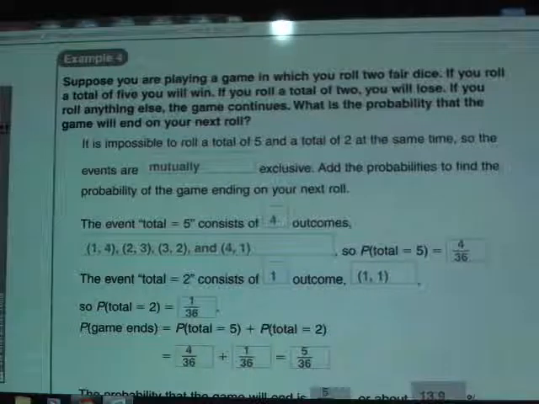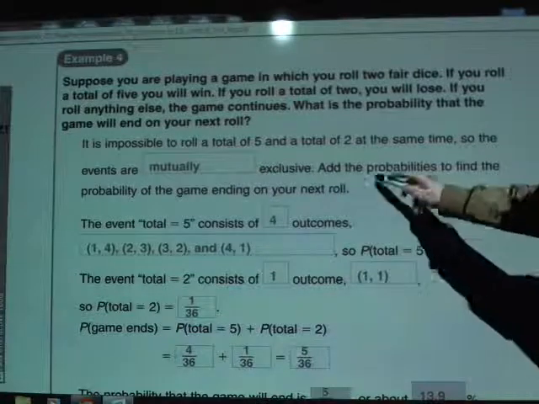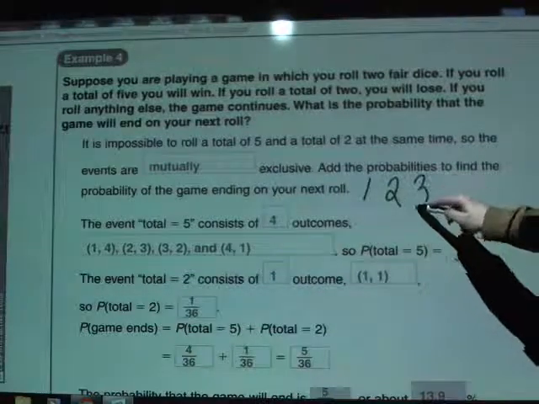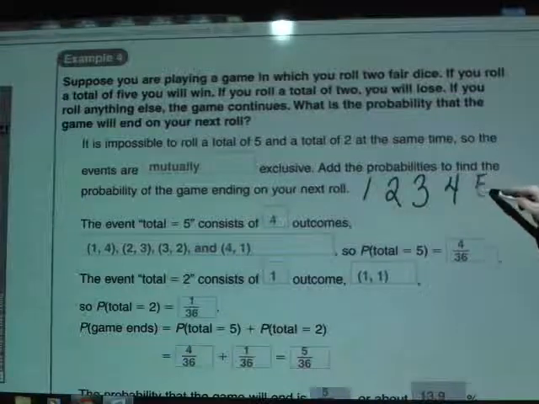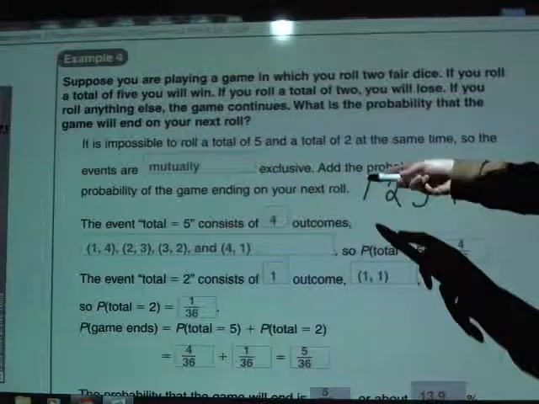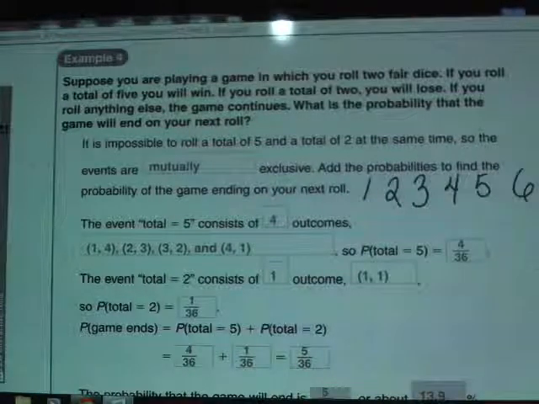Now, if you're saying, where did they get 36? 36 is the total number of possibilities. We know where the 4 came from because we just listed out the 4. We can make a quick little factor tree here, or a branching diagram, to show possibilities. Here's my first roll, 1 through 6.